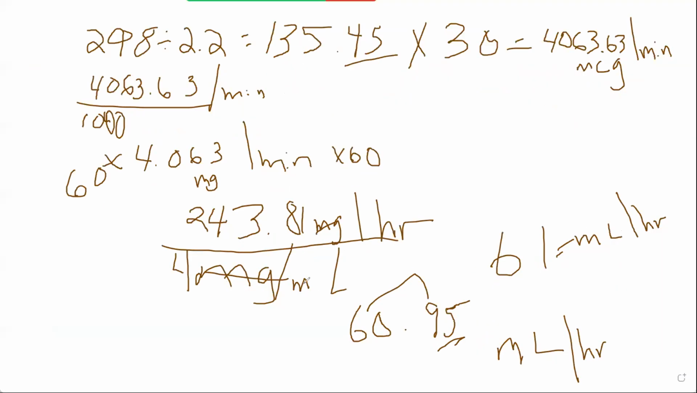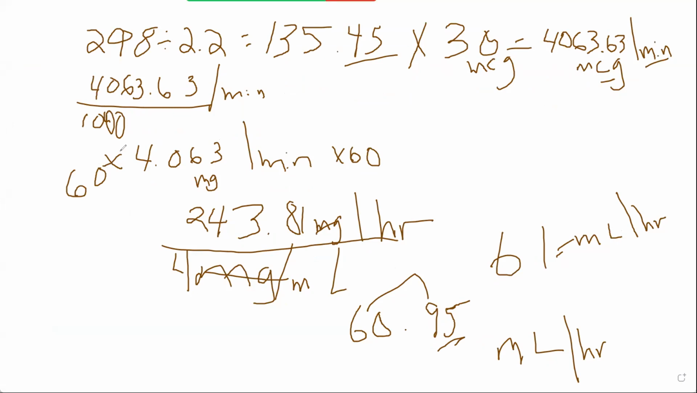So down here, I wrote the 4 milligrams per ml to start with, and up here, I took my weight, divided it by 2.2. That gave me 135 kilograms, 0.45 infinity, left everything in the calculator. I multiplied that times my 30 micrograms per kilogram, and that gave me 4,063.63 micrograms per minute. Then I divided by 1,000 to convert this from micrograms to milligrams, and that gave me 4,000.63 milligrams per minute.